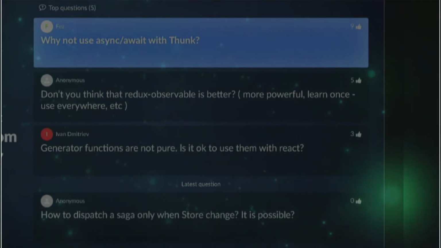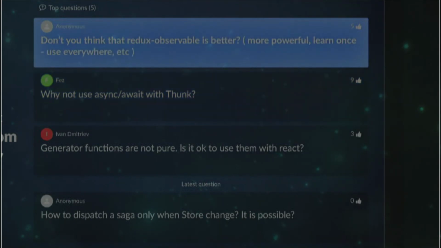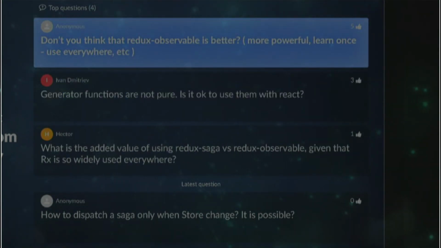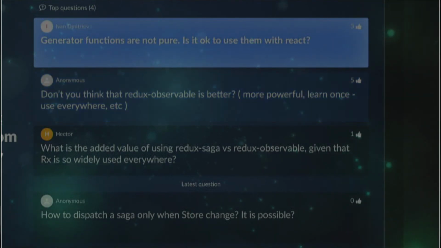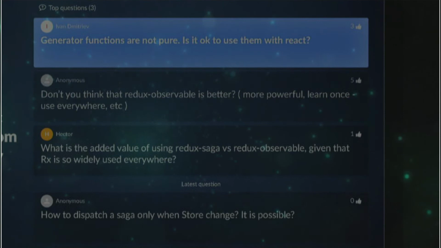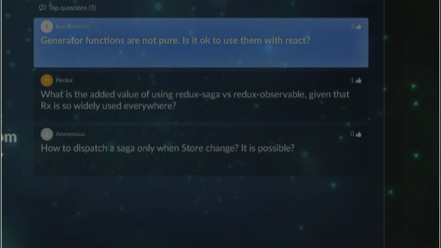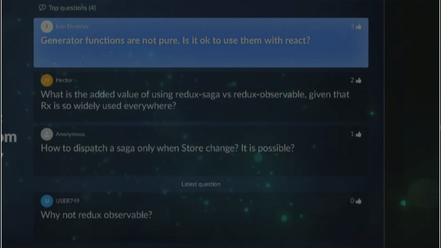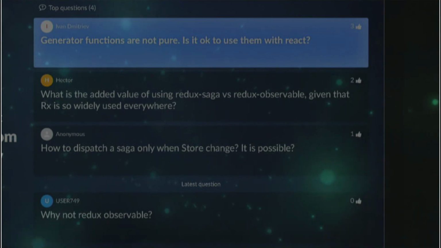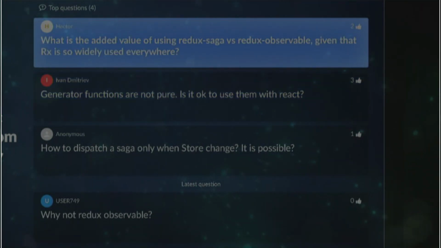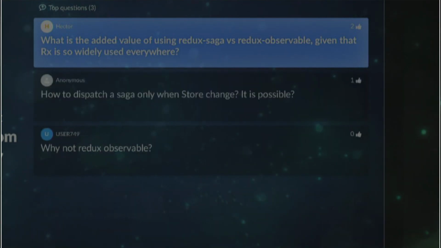The next question: don't you think that Redux Observable is better? I have not used Redux Observable, so I cannot comment on that. The next one: generator functions are not pure, is it okay to use them with React? Yes, it is okay, because all the data manipulation, all the business logic goes in Saga. But the store update is handled in the reducer, which is still pure. So what is the added value of using Redux Saga versus Redux Observable, given that Rx is so widely used? Again, the same thing. I have not used Redux Observable.